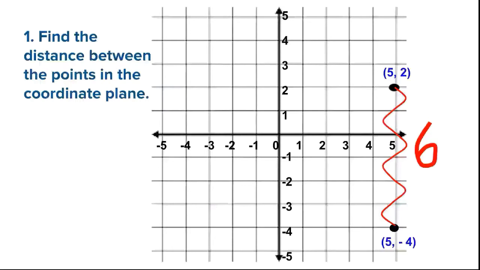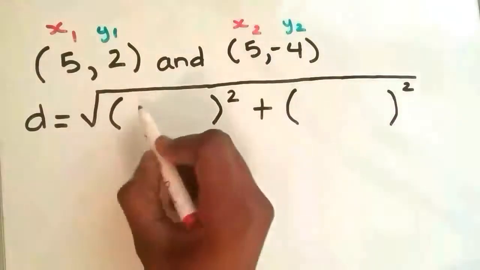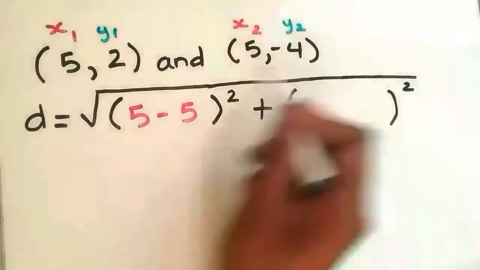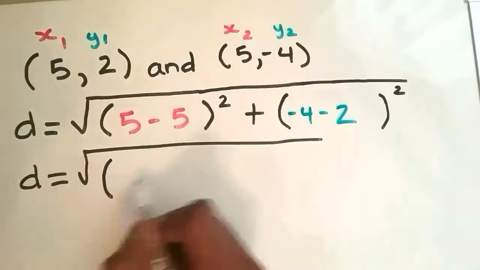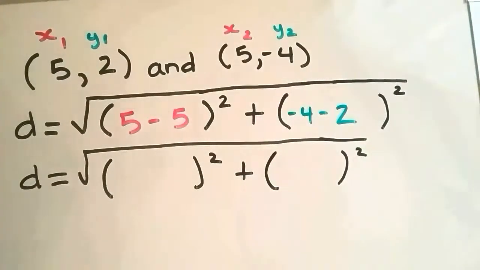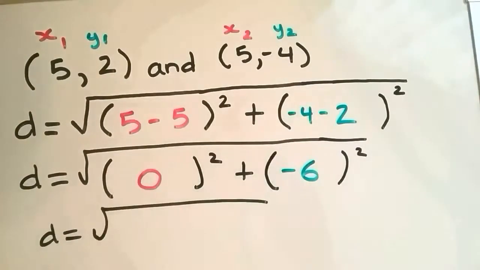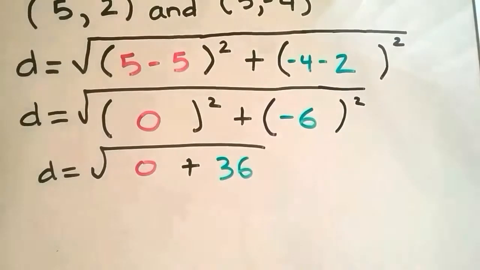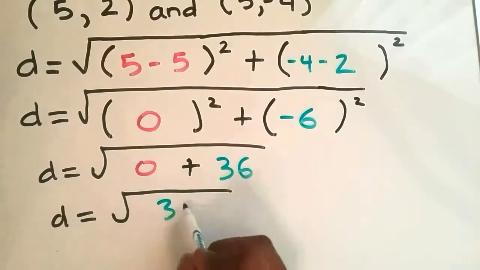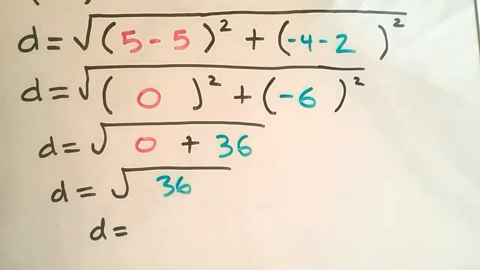So the first thing that we should do is label our x and y values so we know exactly where to plug them into the distance formula. Once we've done that, we go ahead and plug the numbers directly into the formula. And we keep simplifying, keeping order of operations in mind. Notice that we get 6, the same distance that we found by only looking at the graph.